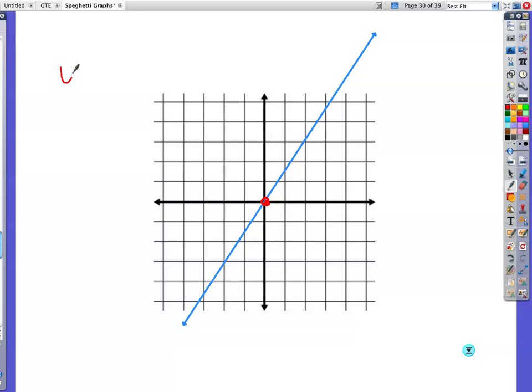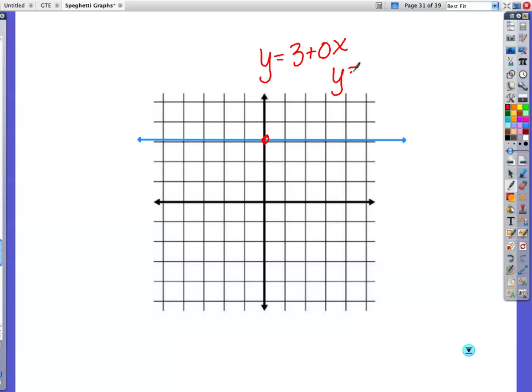Y-intercept of 0. Okay, and our slope, I got a corner here, I got a corner here. Let's check. Rise 3, run 2. So 3 halves x. Here we have a slope of 0, and we have a y-intercept of 3. So I can write 3 plus 0x, or I don't mind you writing y equals 3. That's fine too.